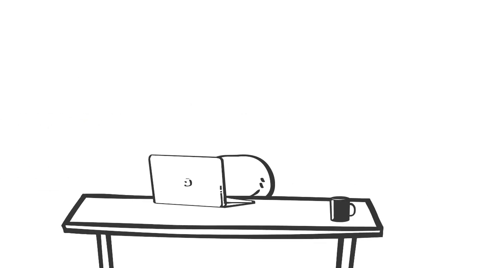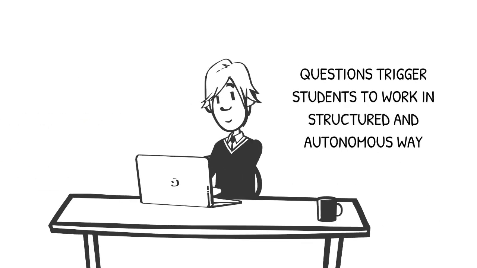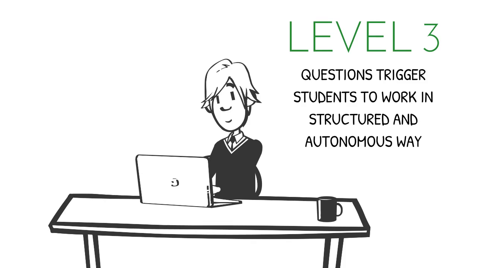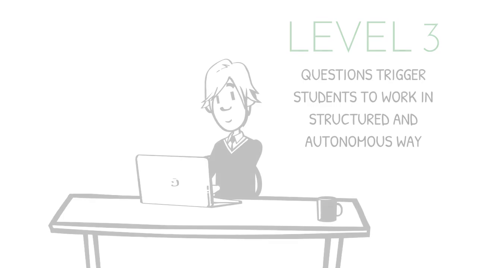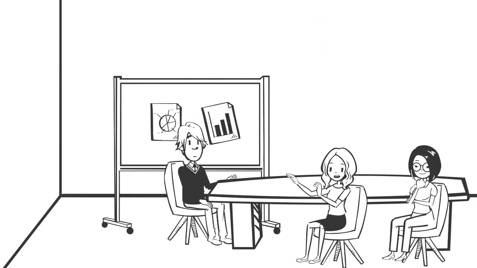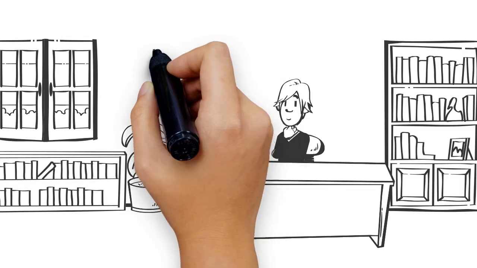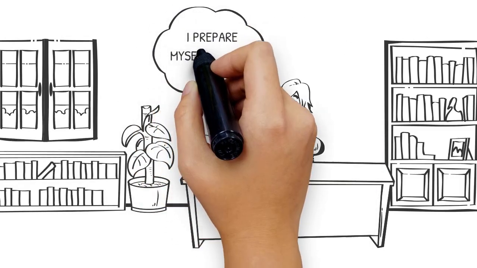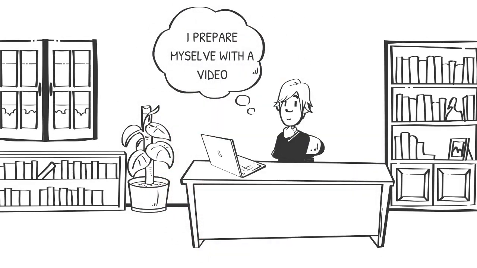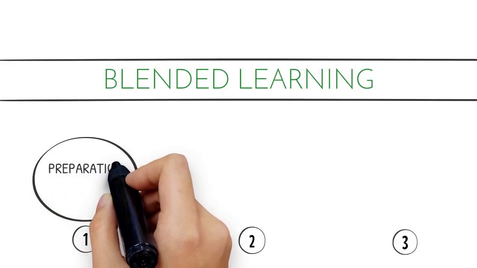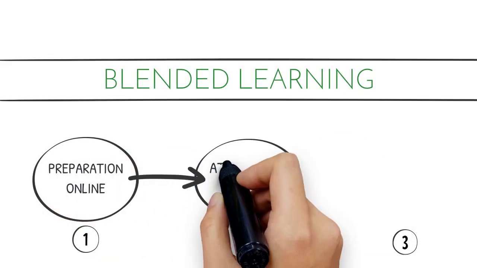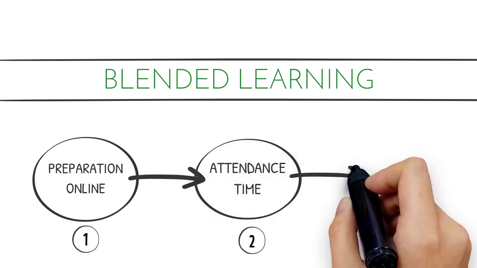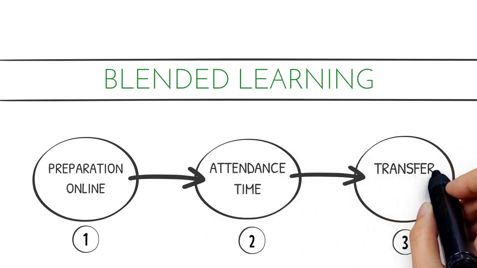The questions trigger students to deal with the provided material in a structured and autonomous way. The lecture on level 3 is mainly used for group work, for answering additional questions, or for discussions. To benefit from this level of clicker questions, it is necessary that all students prepare themselves before the lecture. This type of clicker system might take place in a blended learning setting, where preparation and transfer take place online.